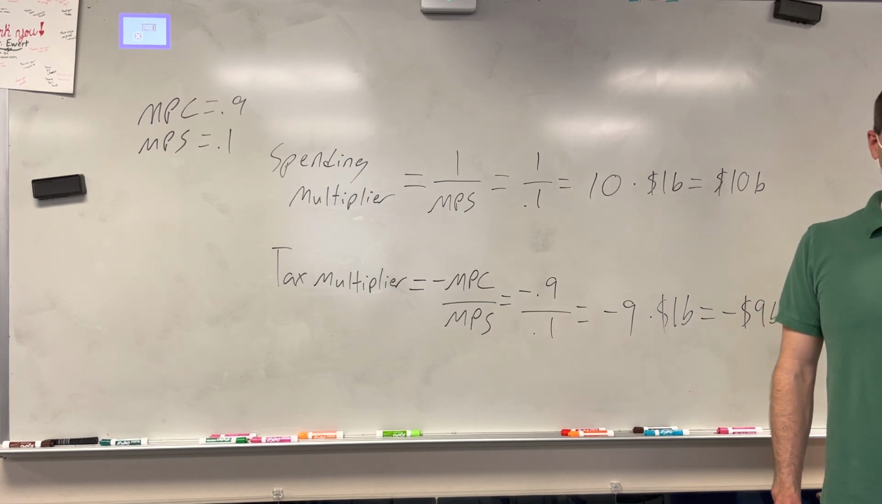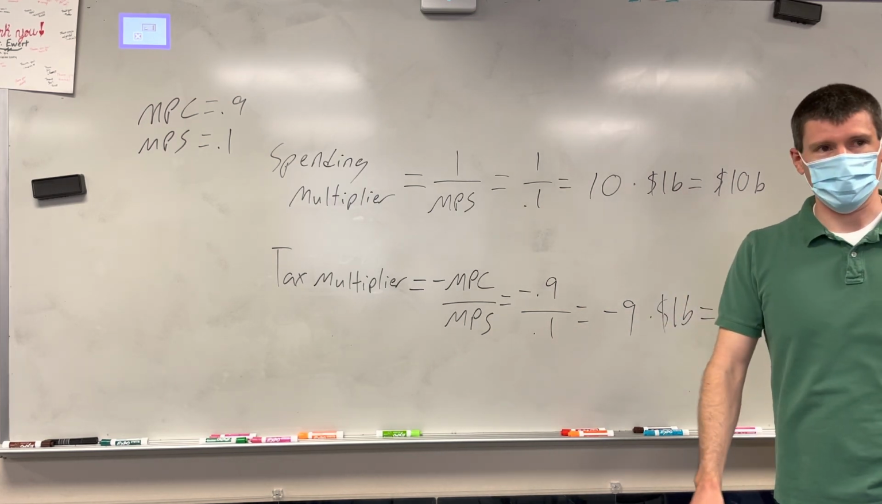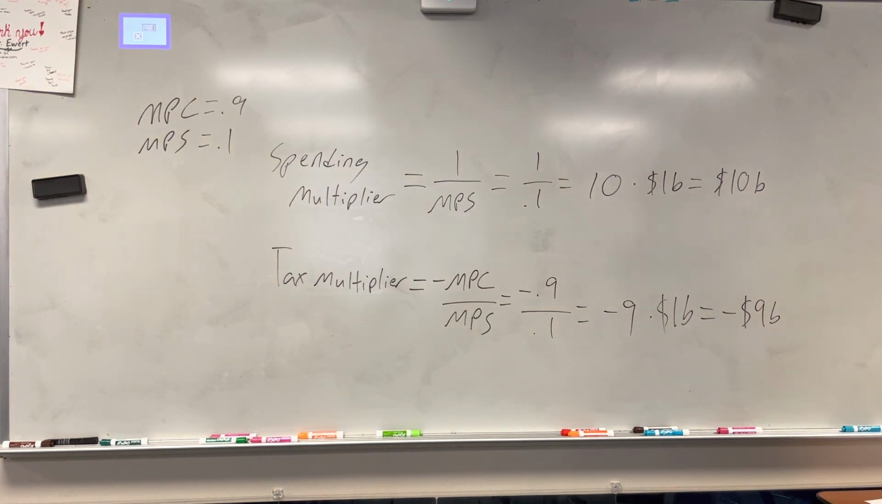Okay? And the reason for this is the spending multiplier will always wind up being 1 larger than what the tax multiplier is. Okay? Good so far? Okay?